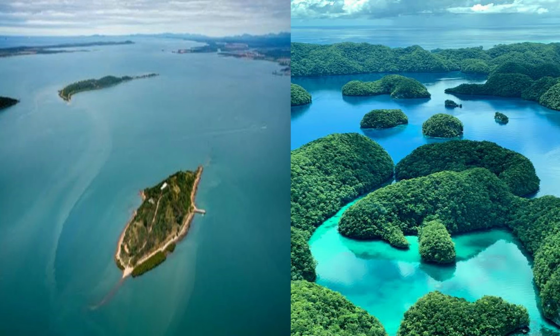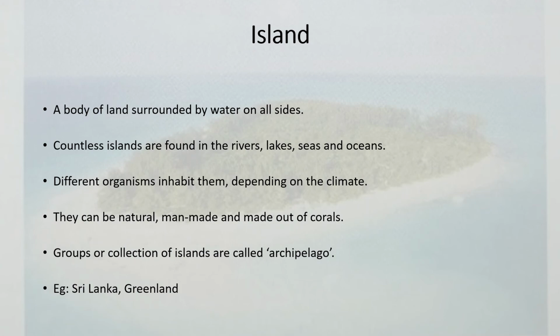In one side of this image, you can see the island, and on the other side you can see a group of islands. A group of islands like this is called an archipelago. So children, islands can be big and they can be small. They can be found in rivers, lakes, seas, and oceans.